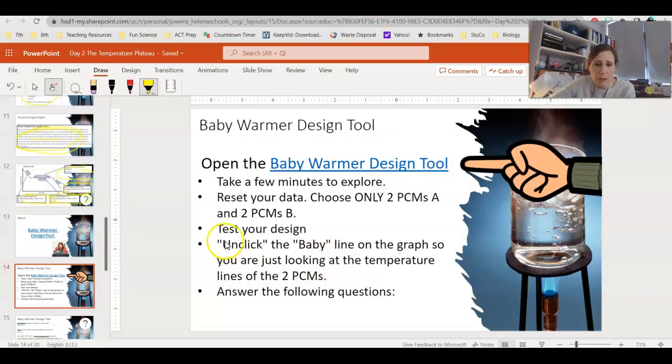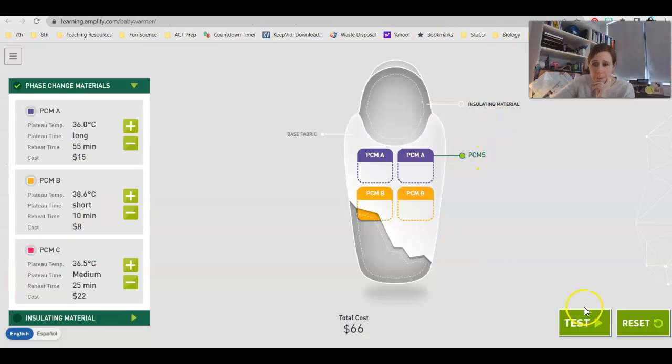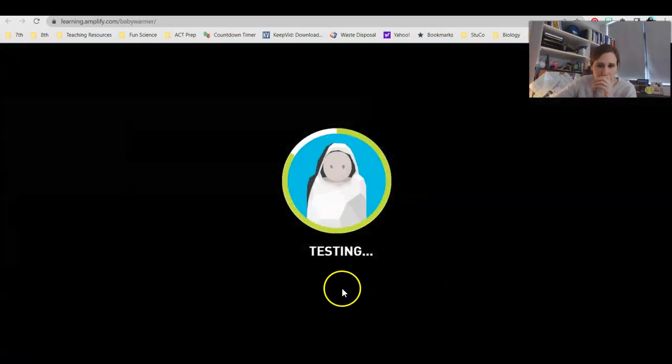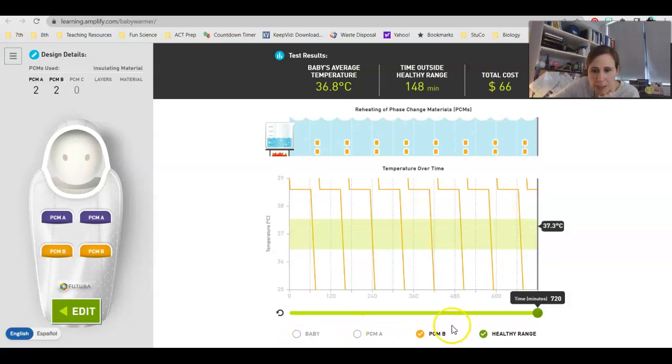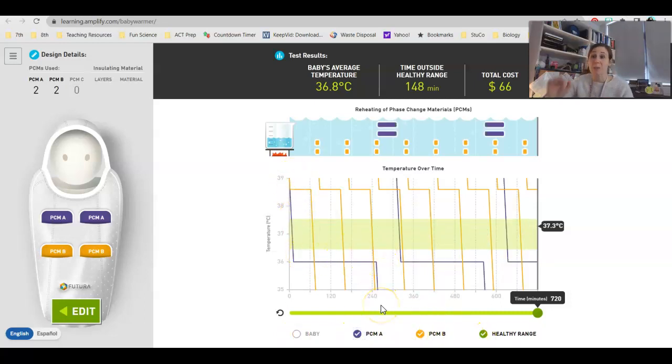Okay. And then what you guys are going to do is test your design. Once you hit test, you're going to unclick or unselect the baby line on the graph. So you guys are just looking at what happens to the temperature lines of the 2 PCMs. So I'm going to go ahead and hit test. And then I don't want to have too complicated of a graph. And you guys can even look and say, all right, here's just PCMB. Okay, here's PCMA. So you guys can see how those different PCMs have different temperatures, those kinds of things. They have different lengths of time for their plateaus.